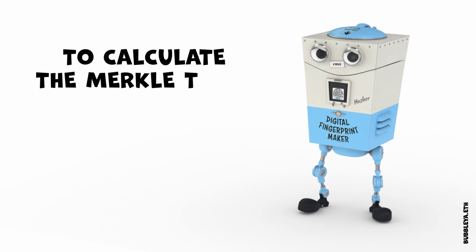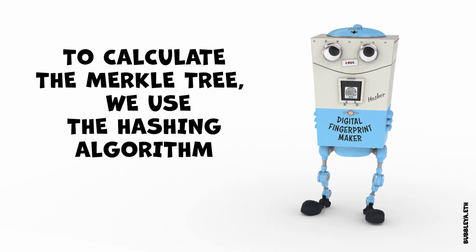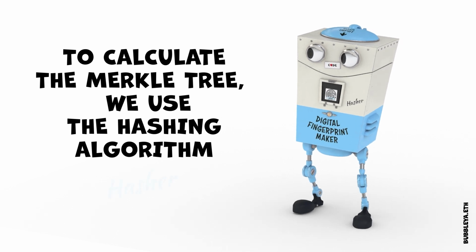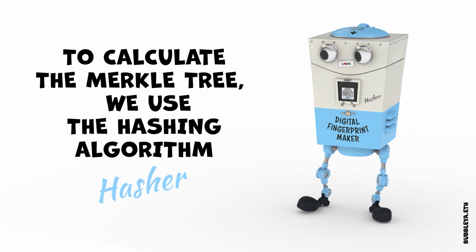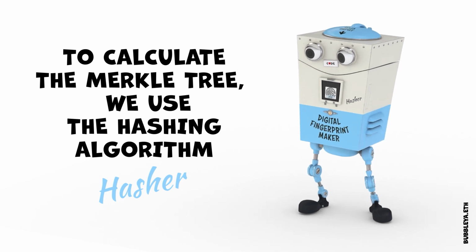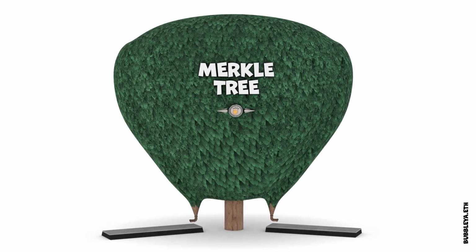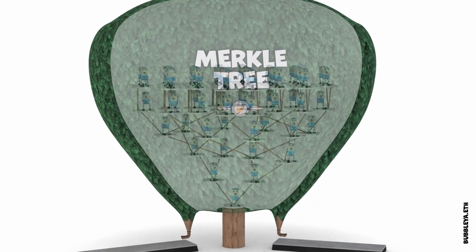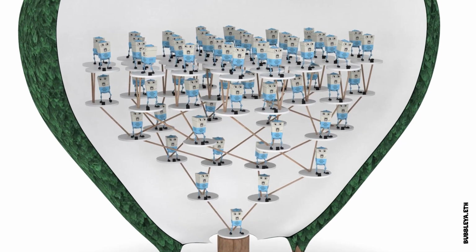We extensively used the hashing algorithm we explained in one of the previous episodes to calculate the Merkle tree. We named him Hasher, and you need to know his working principle if you want to understand this episode. The Merkle tree is a binary tree of data hashes. In our case, we place the leaves at the top and the root at the bottom.